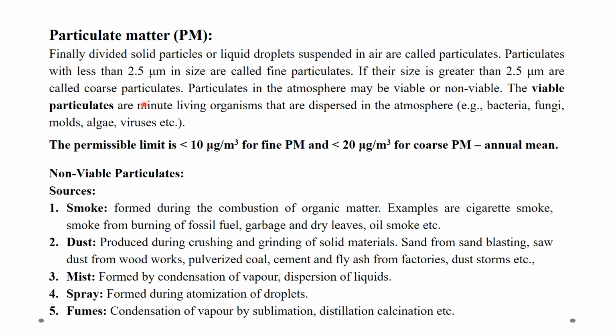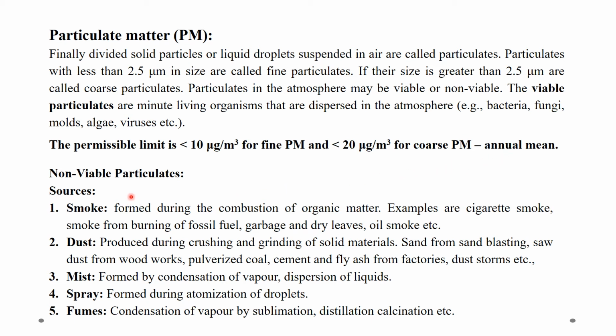Particulates in the atmosphere may be viable or non-viable. The viable particulates are minute living organisms that are dispersed in the atmosphere. They are bacteria, fungi, molds, algae, viruses, etc. The permissible limit is less than 10 microgram per cubic meter for fine particulate matter, and less than 20 microgram per cubic meter for coarse particulate matter, annual mean.